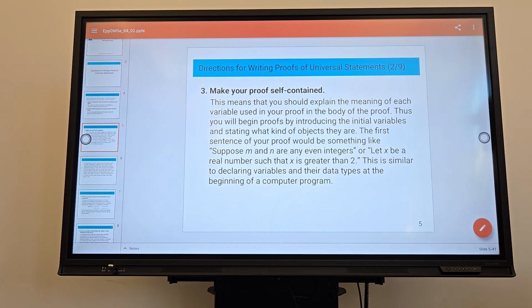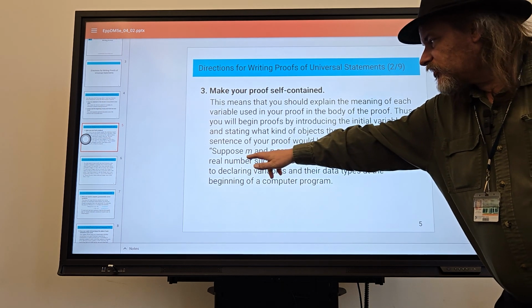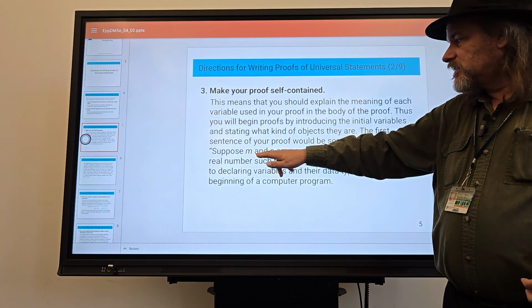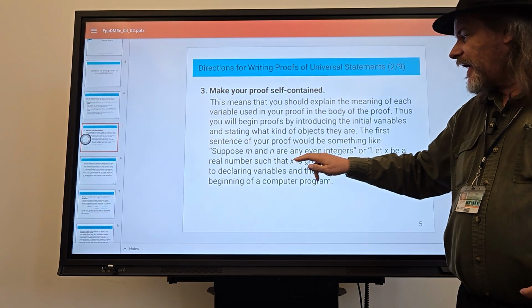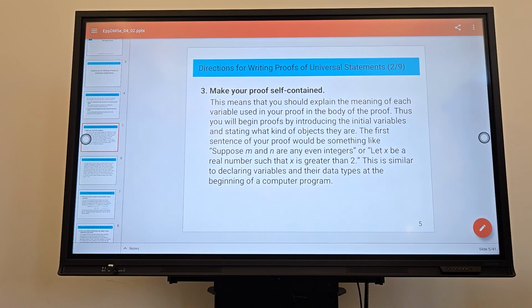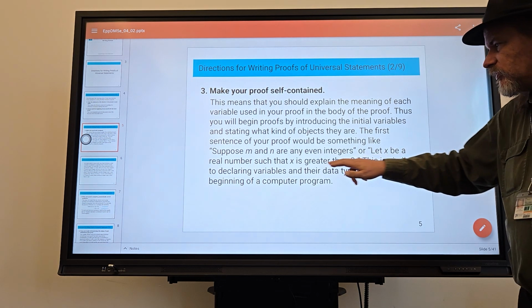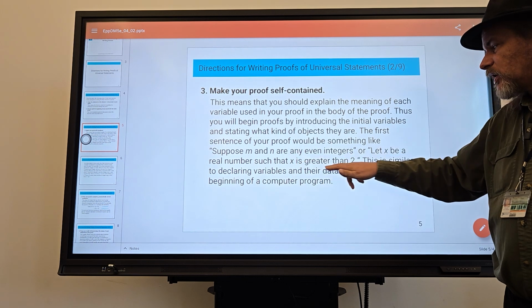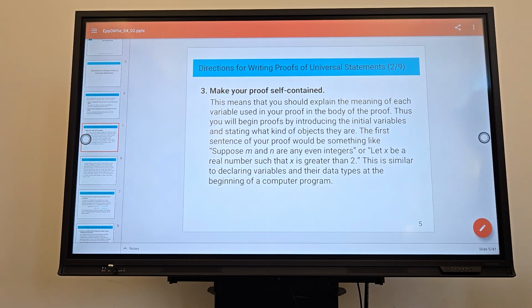Like, say, suppose m and n are any even integers. You're stating what the variables are and what they contain. And any restrictions on that, like let x be a real number such that x is greater than 2. So declare the variables and what they are.